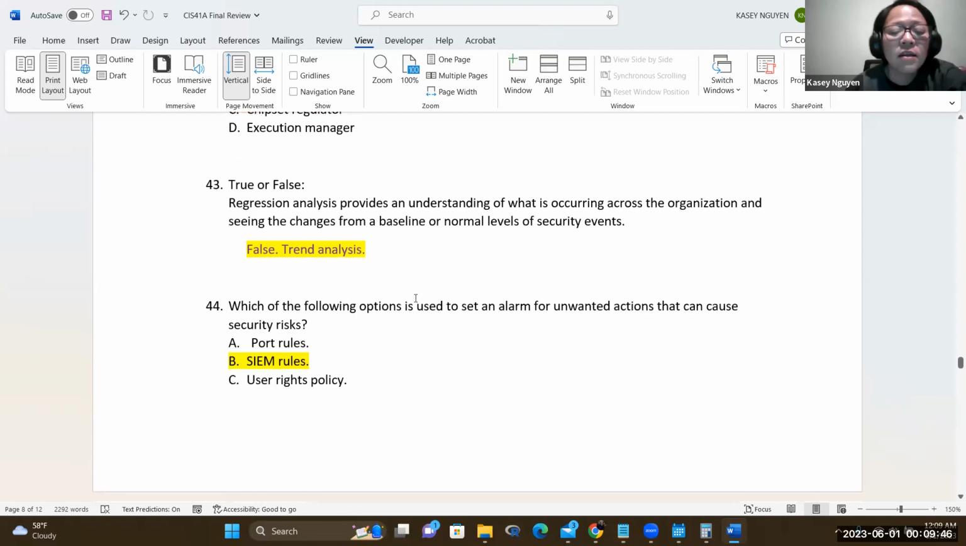44. Which of the following options is used to set an alarm for unwanted actions that can cause security risk? And that's your SIEM rules. This is a security information management system that allows us to look at and set the rules on what is being violated based on the policies, and how that can allow us to streamline some of the security management options.